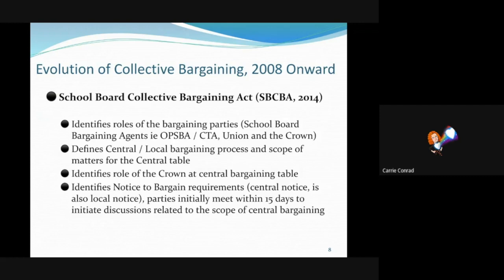The role of the Crown at the central bargaining table is identified within the SBCBA, as are the requirements for the notice to bargain and the obligation for the parties to meet within 15 days once the notice to bargain has been filed. It's important to know that once a bargaining unit has initiated or provided notice to bargain and/or the school board, that notice to bargain applies to both the central and the local bargaining discussions.